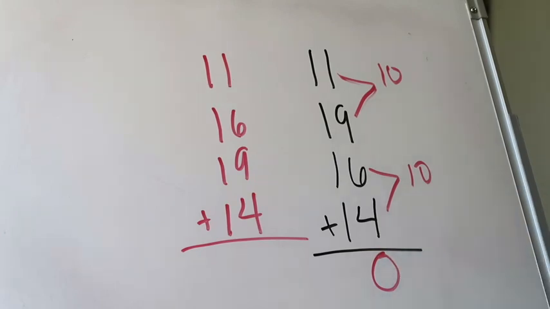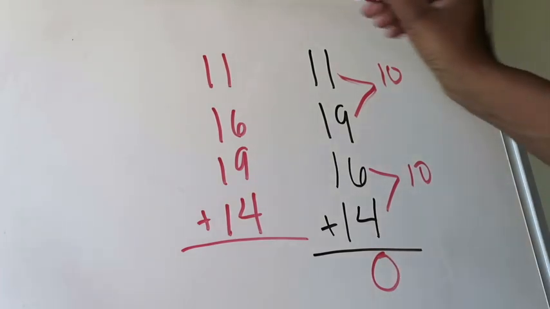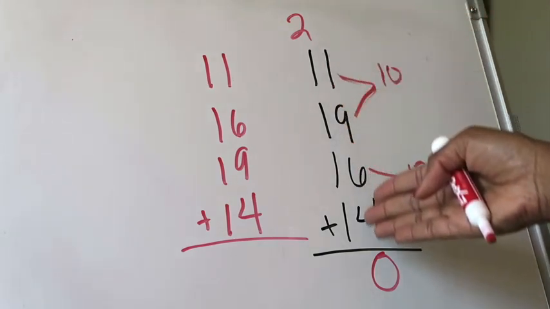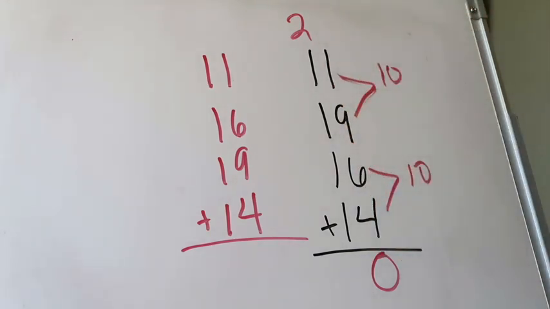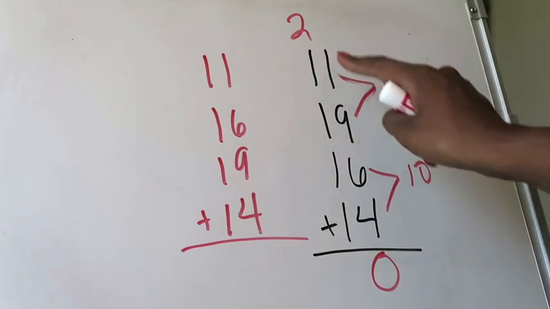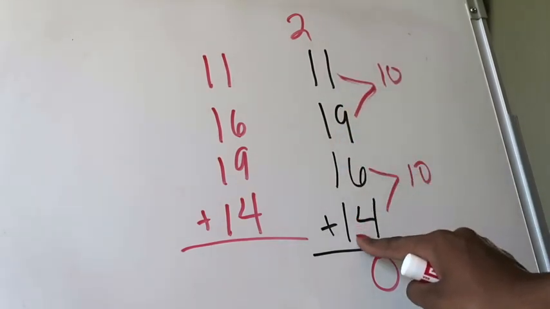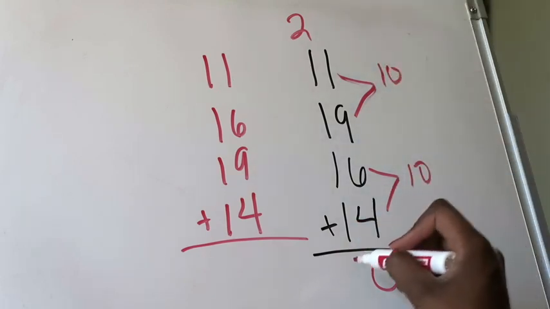So I'm going to bring down the 0 ones that I have in 20 and regroup the 2 tens that I have in 20. This is super easy. I'm just adding a series of 1s, then a 2. So 1 plus 1 is 2, 2 plus 1 is 3, 3 plus 1 is 4, and 4 plus 2 is 6.